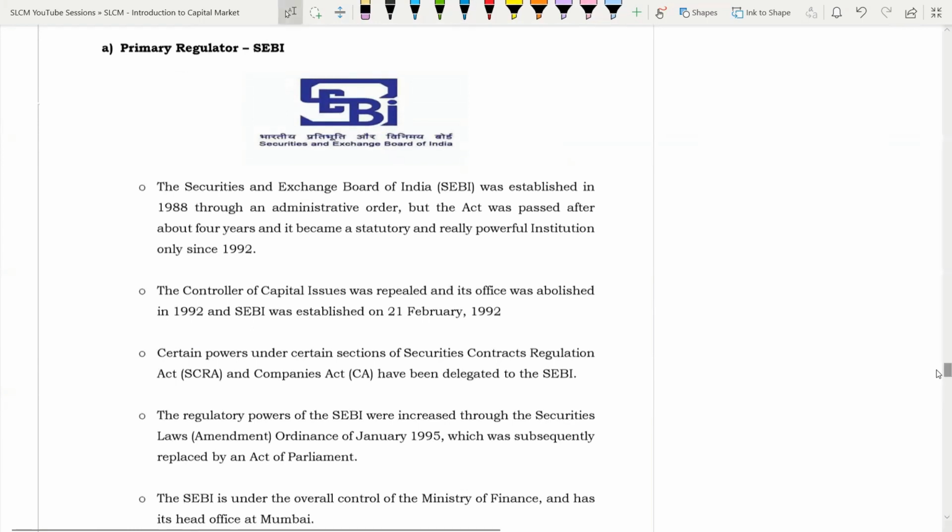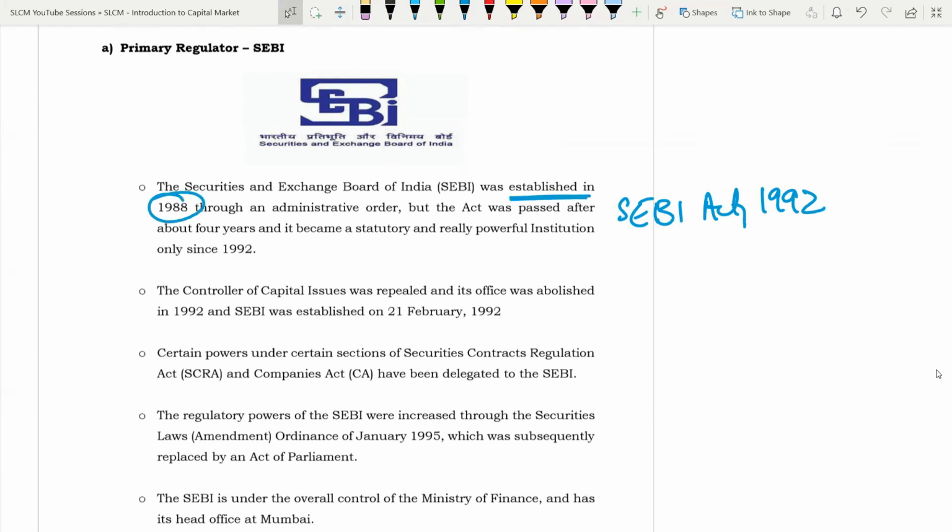Like I told you, though the SEBI Act, that is the Securities Exchange Board of India Act, came into existence only in 1992, the Securities Exchange Board of India itself was established in 1988, before the scam took place. But at that time it was not a statutory authority. It was only under an order that the board was created, but it did not have statutory authority.